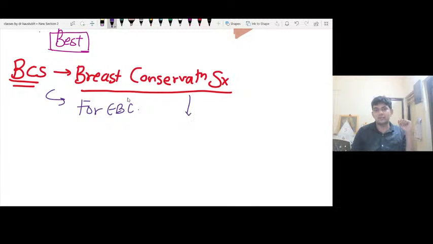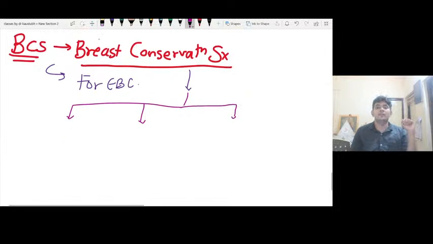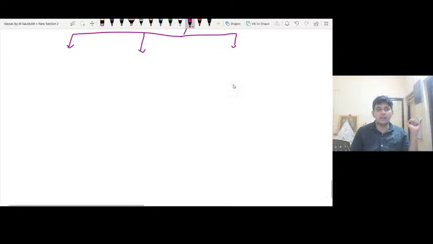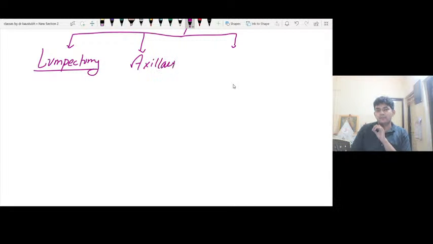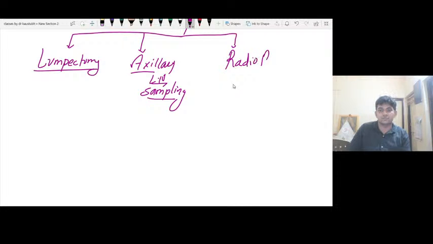Here we are doing three things. Very quick review of what we are doing in breast conservation surgery: we are doing a lumpectomy, that means whichever part is involved, I'll draw a diagram and show you. Then you are going to do axillary lymph node sampling, and finally you are going to give radiotherapy to the patient. So remember, one compulsory indication of radiotherapy is breast conservative surgery.